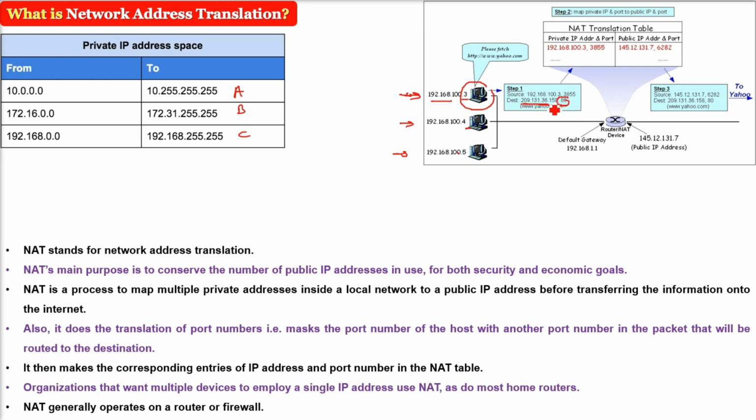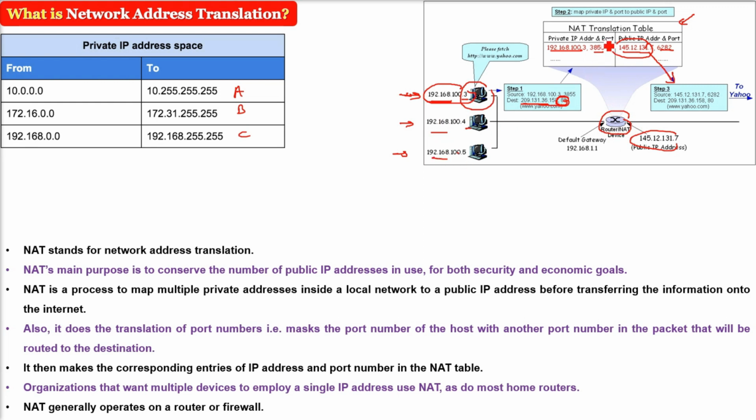So how are we going to connect? You need to have the port number also, because another system will also be talking to Yahoo at the same time. So there will be a port also. Now this private IP cannot be seen on the internet, so it has to be converted into a public IP. Which public IP address? The address of the router, which is 145.12.131.7. Now this 192.168.100.3 will be converted to 145.12.131.7. The port number will also be changed, and then it will be sent to the actual destination, which is Yahoo.